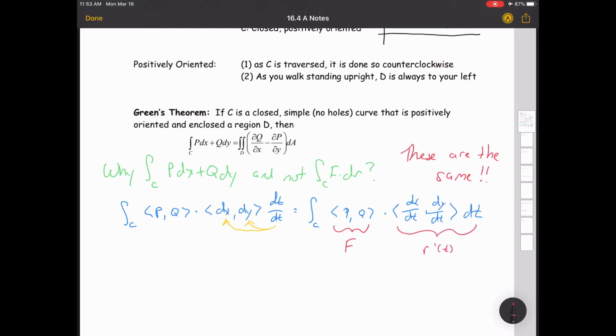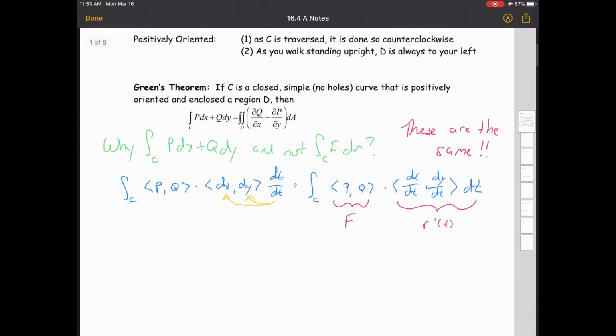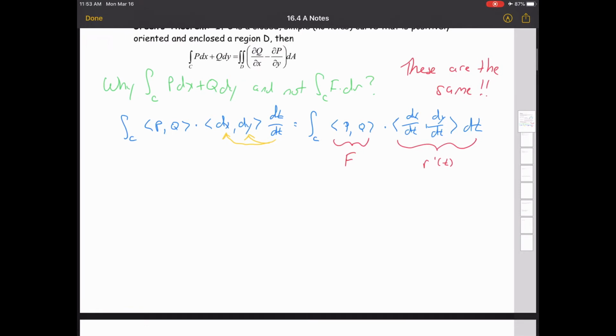So really, r prime of t is dr, so this is just F dot dr. It's the same thing. It's just going to be written in a different way. And the last thing we're going to talk about is a little bit of notation on this page before we get to the actual examples.